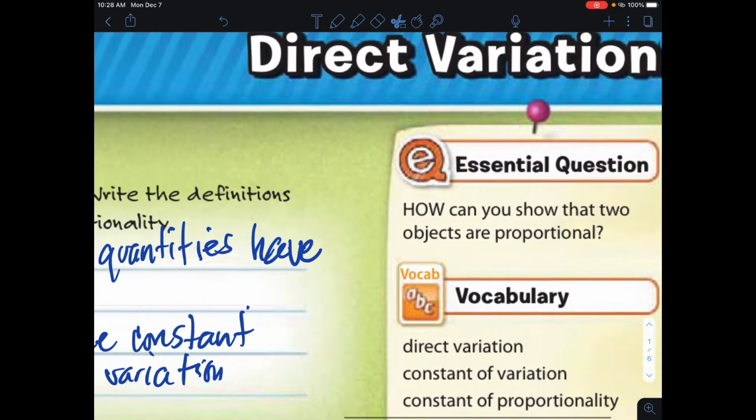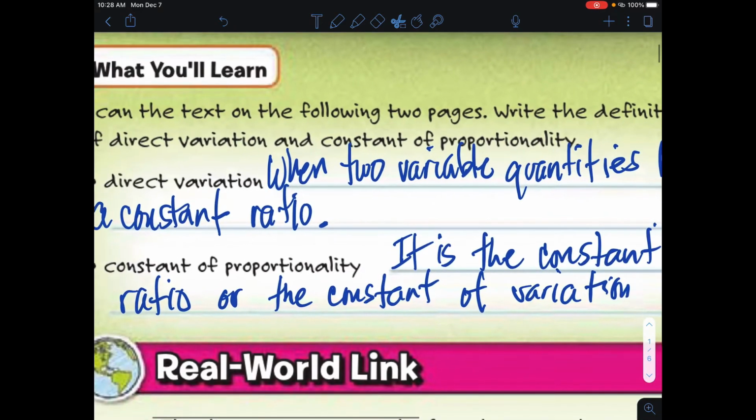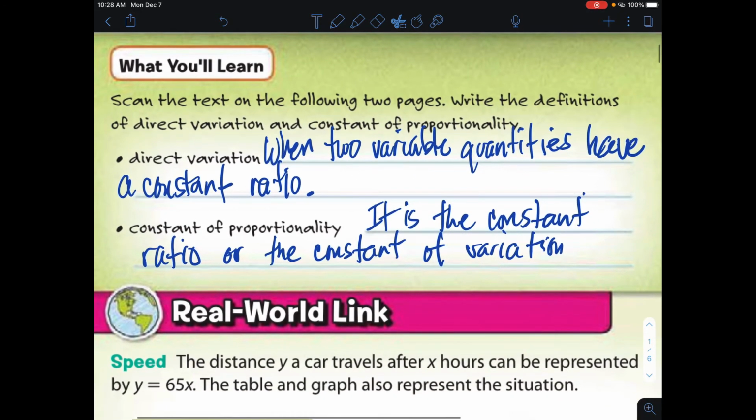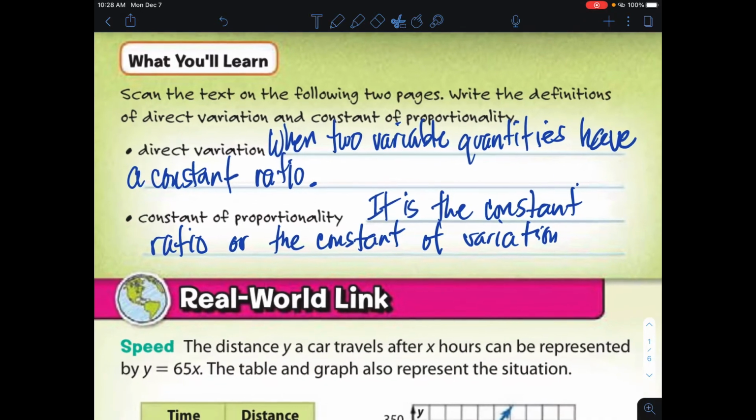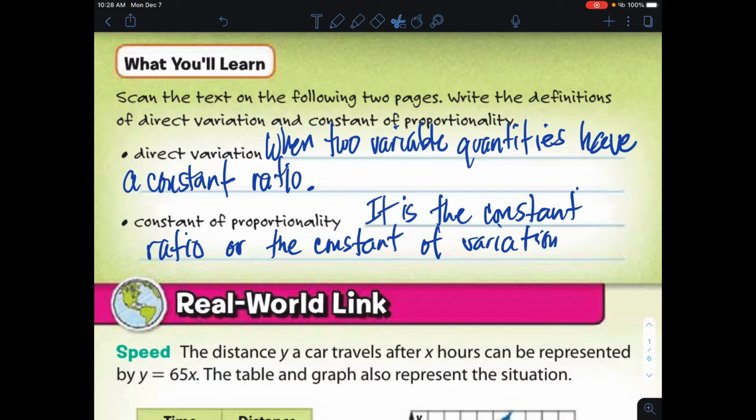Okay, so before we even go to the lesson, let's take a look at the two words. Two terms that we need to define: direct variation and constant of proportionality. I took the liberty of writing down those two definitions. Direct variation is when two variable quantities have a constant ratio, okay? And constant of proportionality is the constant ratio or the constant of the variation.